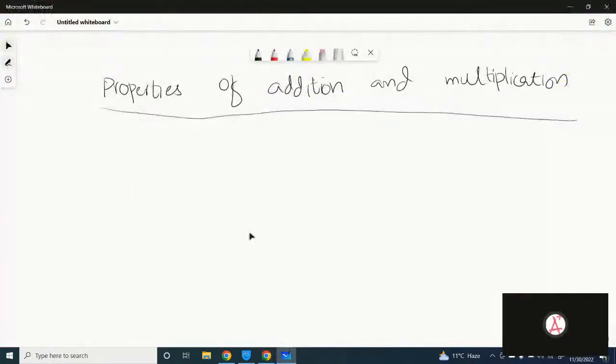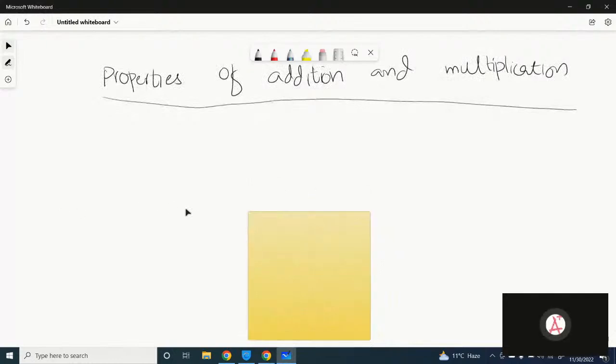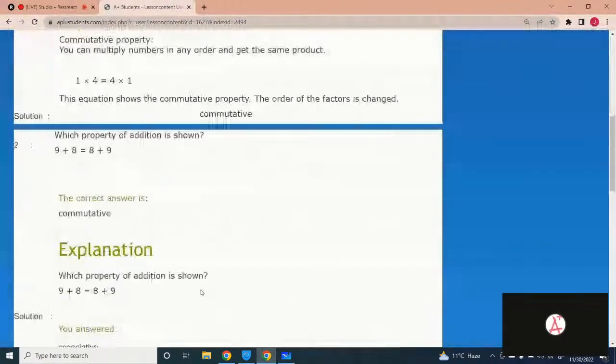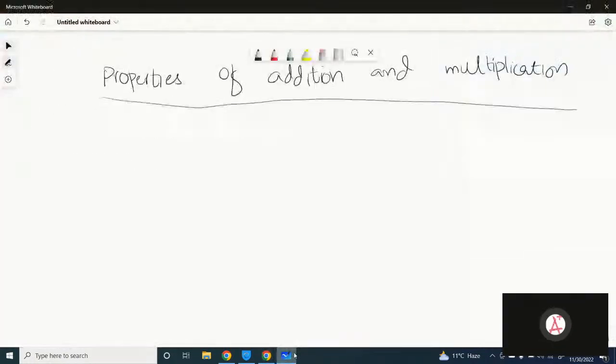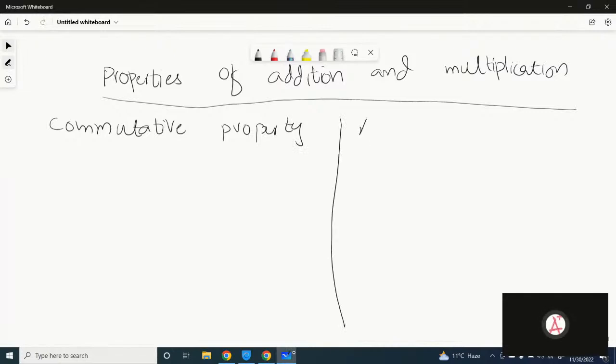So let me first explain the properties of multiplication and addition. Got it? Okay, first of all, we have a, I forgot the property name. Let me think which one is it. Oh yes, it is commutative property. Then we have associative property. Got it? These are very important properties.